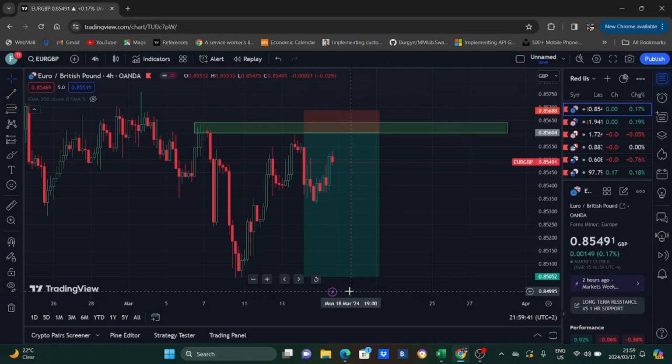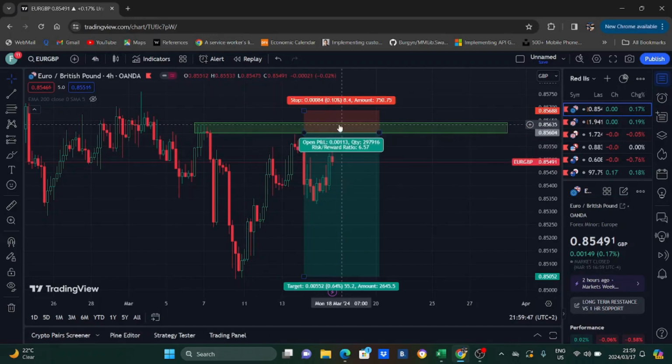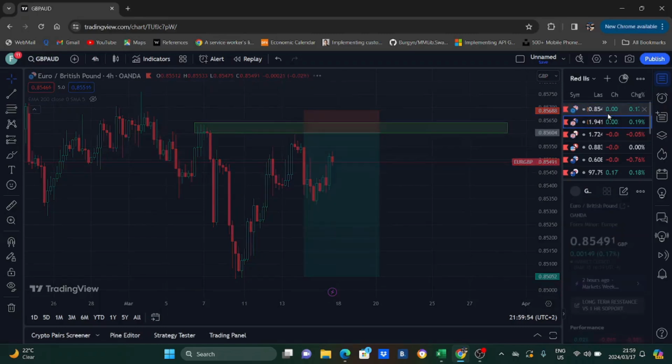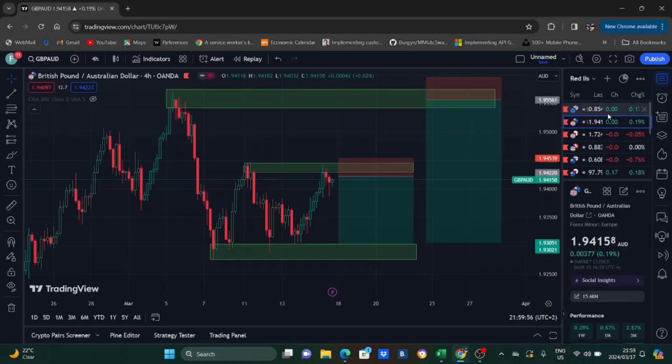So with this one, nothing has been triggered. I've got my triggers ready. Once it gets probably around this area, it triggers my sell, and that's it. You get what I'm saying? So let's look at this one. This is pounds Aussie. Pounds Aussie, my sell is triggered.